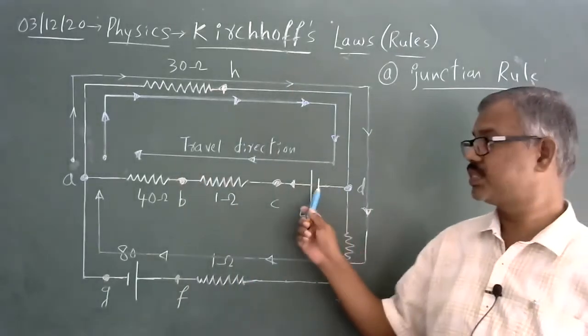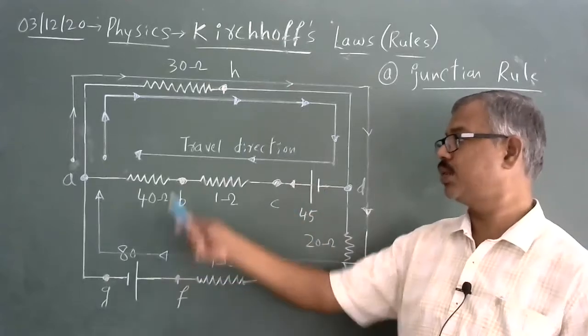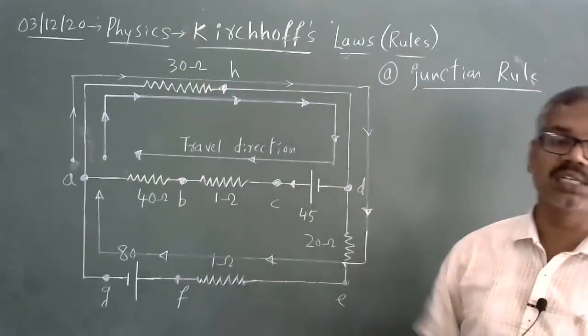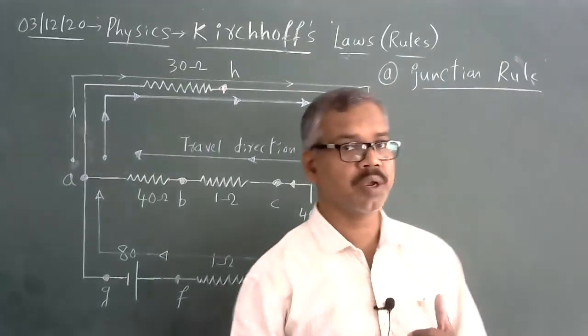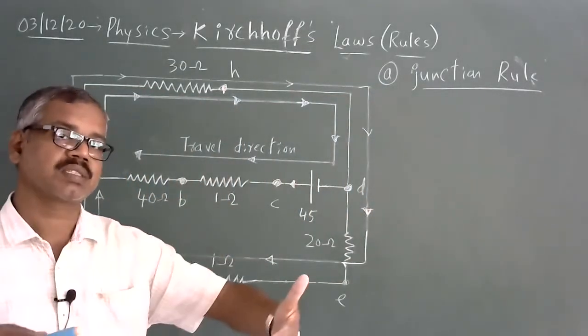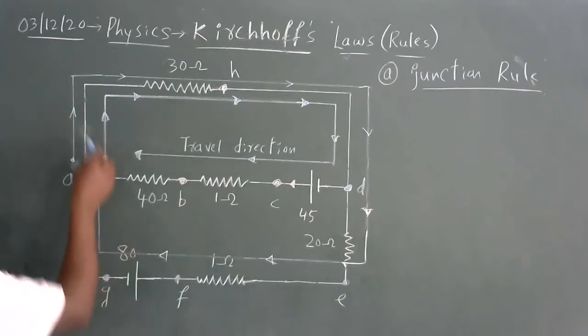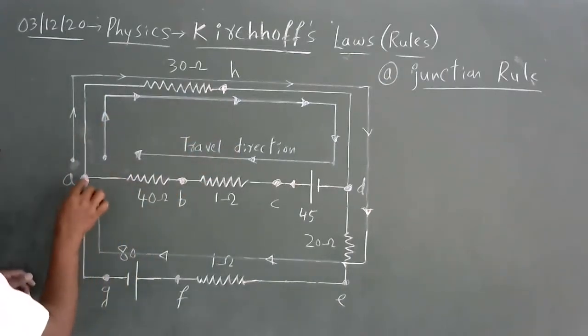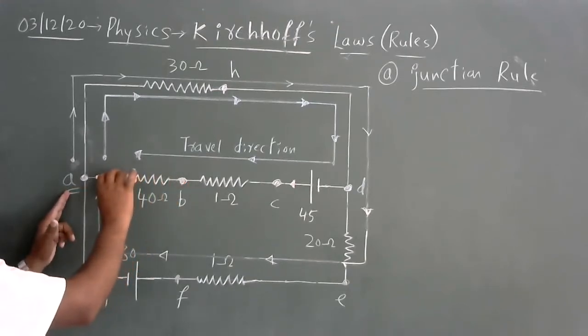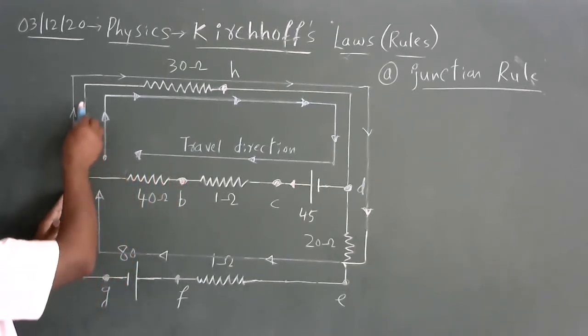which is made up of cell 1 and cell 2, and some different values of resistors. Let me understand what a junction is. As I said, a junction is a point in a circuit where 3 or more conducting paths come and meet. Let this point be A. A is a junction according to the statement. This conducting path comes and meets here, this one also meets here, and this one also meets here.